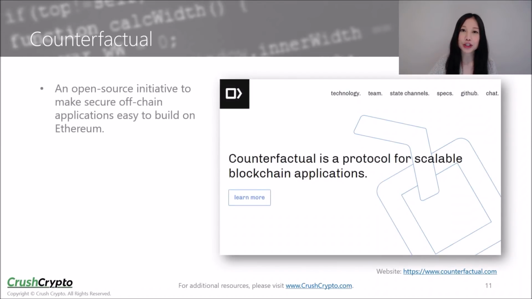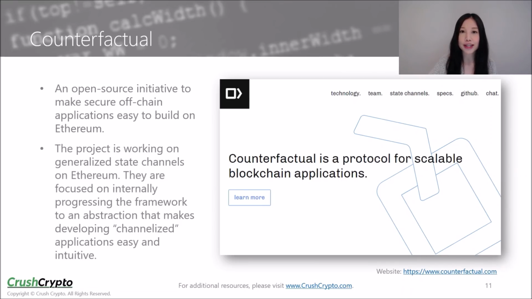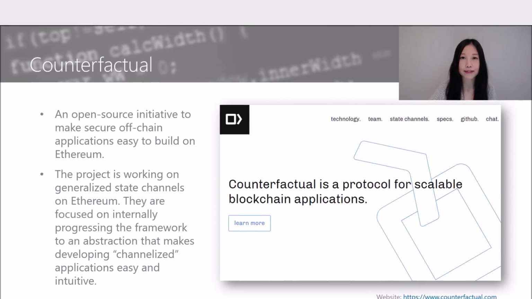Counterfactual is an open source initiative to make secure off-chain applications easy to build on Ethereum. The project is working on generalized state channels on Ethereum. They are focusing on internally progressing the framework to an abstraction that makes developing channelized applications easy and intuitive.